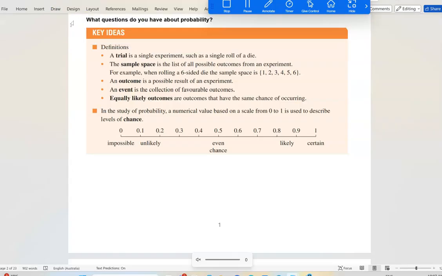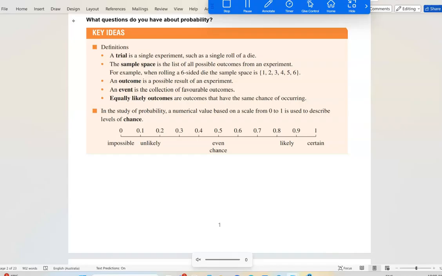So we've got a trial. That's a single experiment. Because all probability is like, what are the chances of something going to happen? You'd see it in your stats, like the horse racing the other week, what's the chances? That's how they work out how much money they'll pay out, because a good horse has a higher probability of winning and things like that.